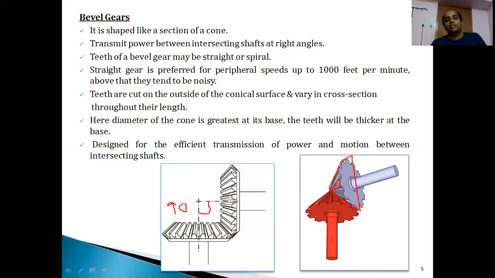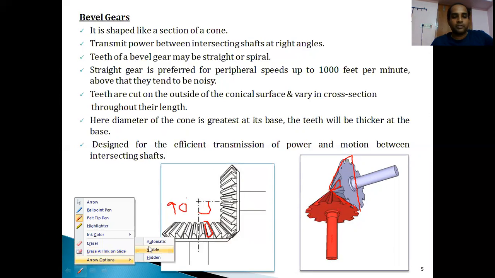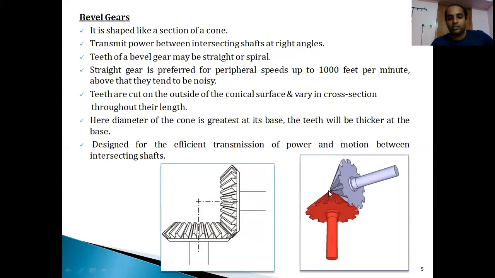So the teeth cut on a bevel gear may be straight, as you are observing in this picture, or in this picture they are in the form of helix angles, bent at some angles. Along with that, the very important thing is that these teeth have been cut on the conical surface of these gears. That is, on this outer conical surface, the teeth have been developed.